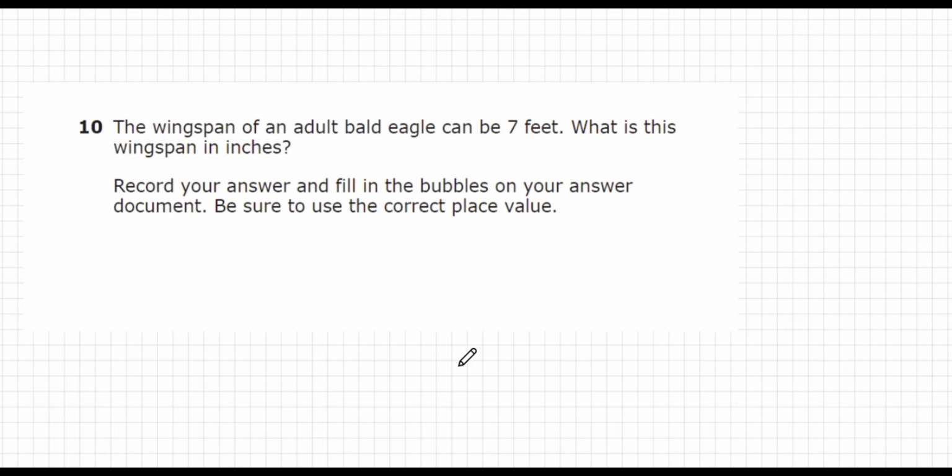Question number 10. The wingspan of an adult bald eagle can be 7 feet. What is this wingspan in inches? 1 foot equals 12 inches. Therefore, 7 feet is 7 times 12 equals 84 inches.